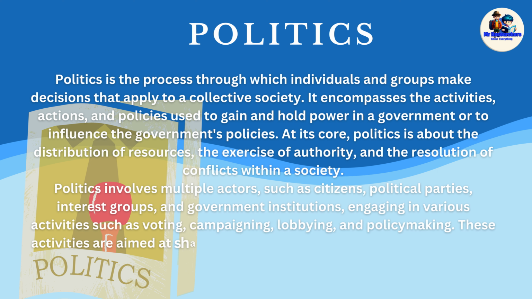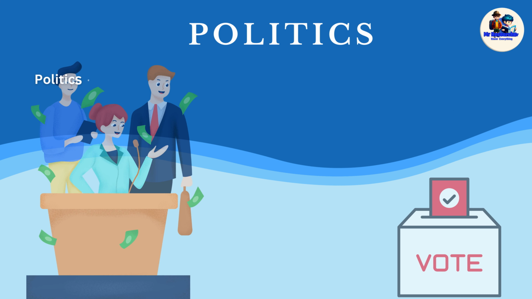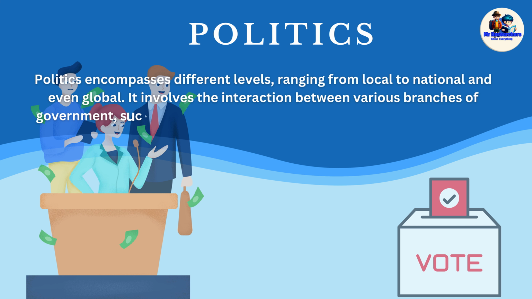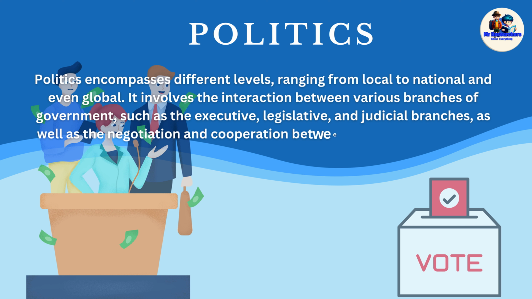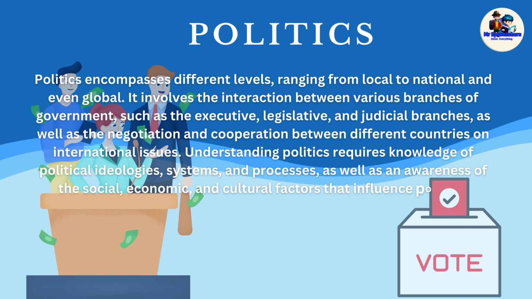These activities are aimed at shaping public policies, determining the allocation of resources, and resolving conflicts that arise within a society. Politics encompasses different levels, ranging from local to national and even global. It involves the interaction between various branches of government, such as the executive, legislative, and judicial branches, as well as the negotiation and cooperation between different countries on international issues. Understanding politics requires knowledge of political ideologies, systems, and processes, as well as an awareness of the social, economic, and cultural factors that influence political dynamics.